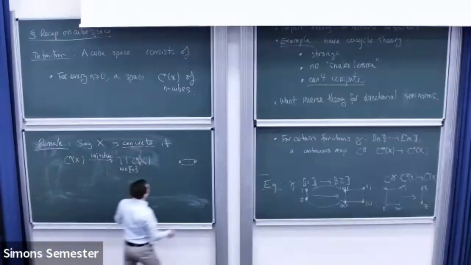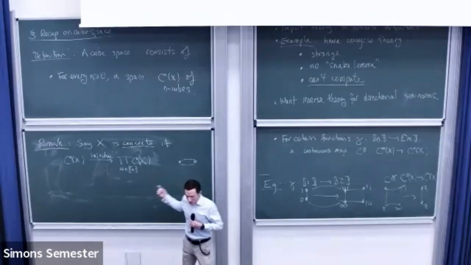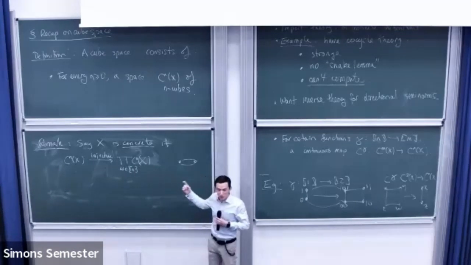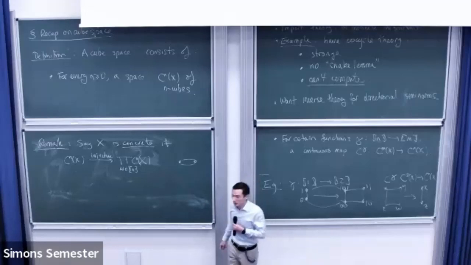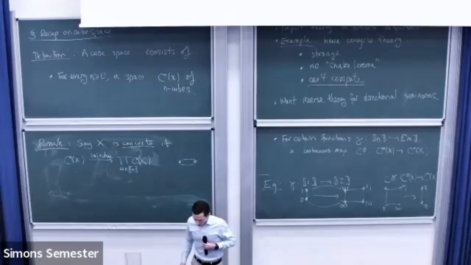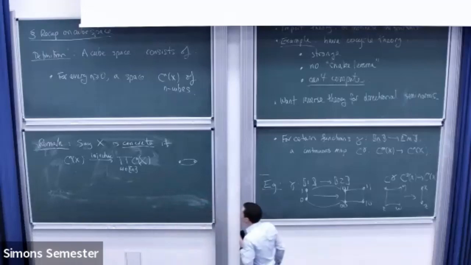Yes, thank you. Sorry. There's a standard but lazy piece of notation that C0 of X refers either to the whole cube space or to the set of points C0 of X. Maybe I should be good and write C0 of X. Okay. Cool. So that's the definition of a cube space.